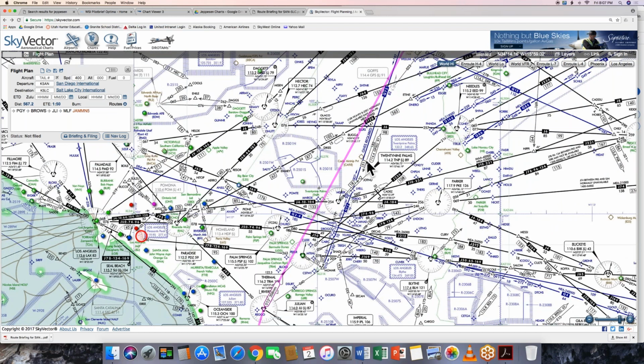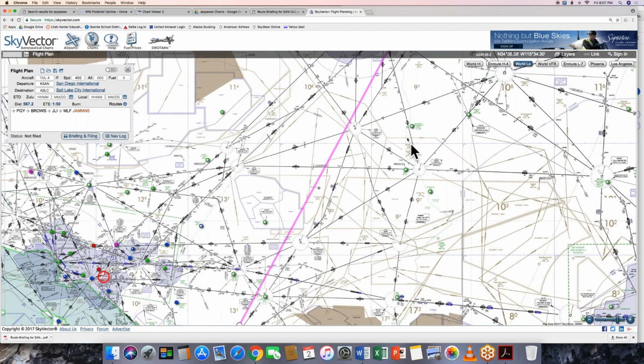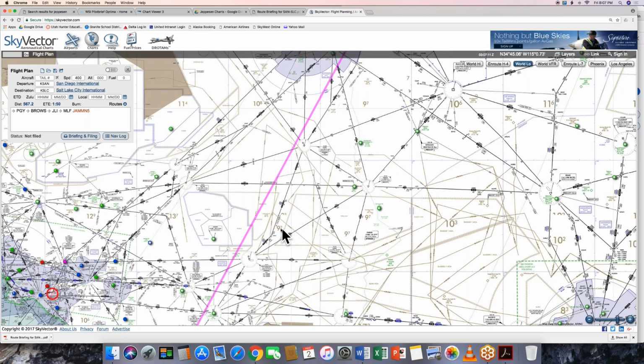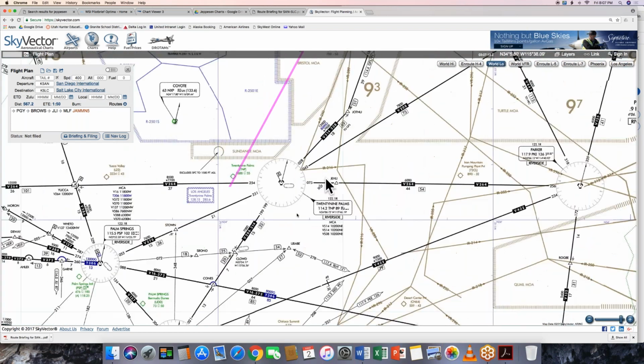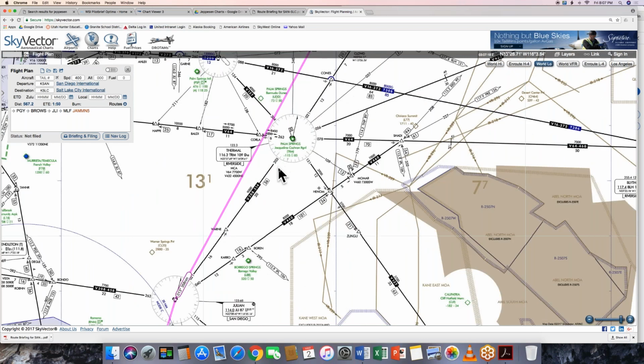But there's a little more direct of a route, and that is to use the low charts, and we can just jump from VOR to VOR here, right? These are all Victor routes, remember, because we're using low charts.